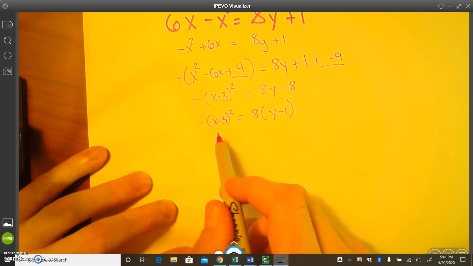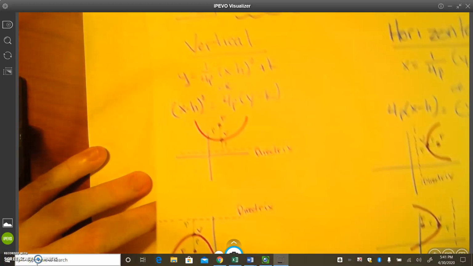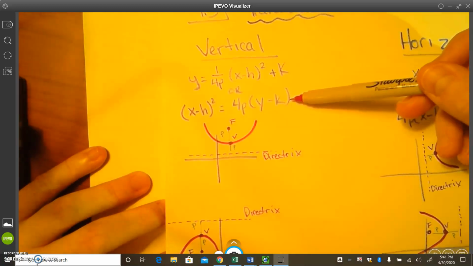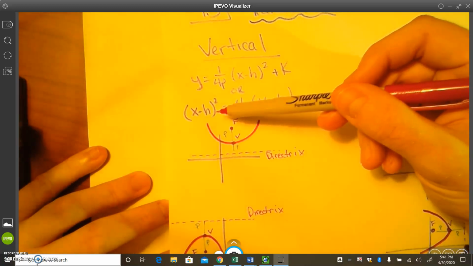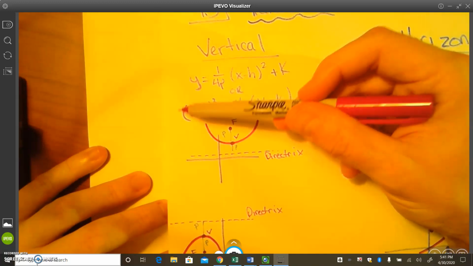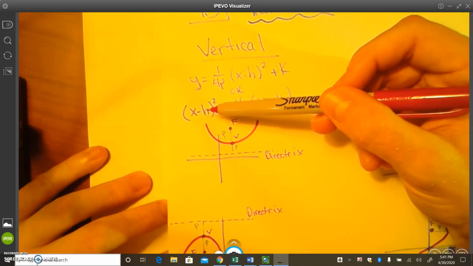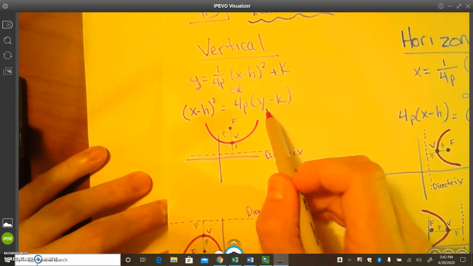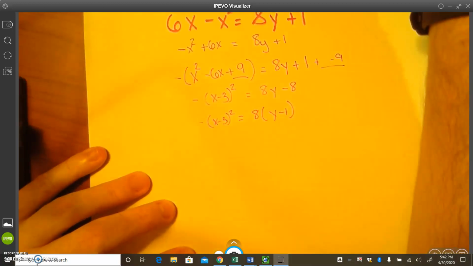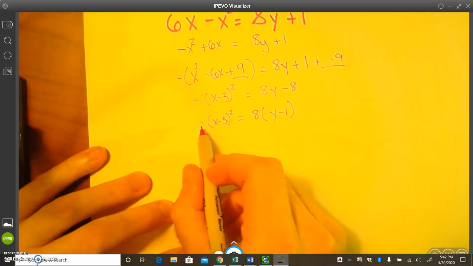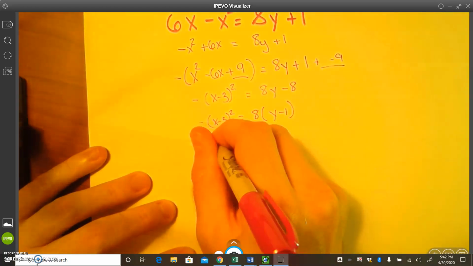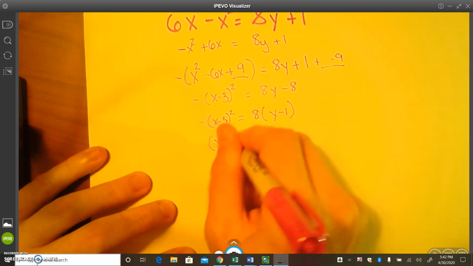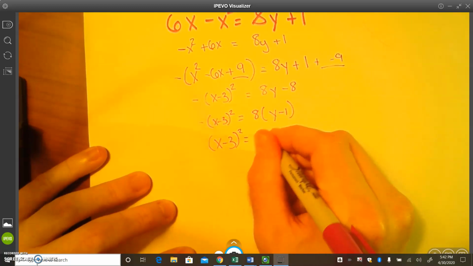And the last thing you want to do is in this version here, notice if the x is being squared, there's absolutely no coefficient in front of there. All the coefficient is in this other variable in front of the y. So this negative, I'm simply going to divide that over to the other side.